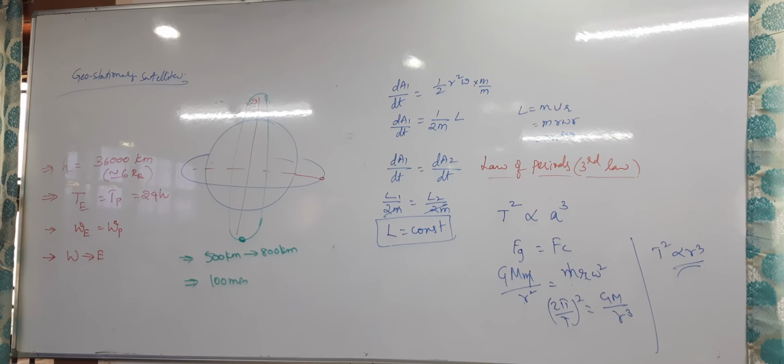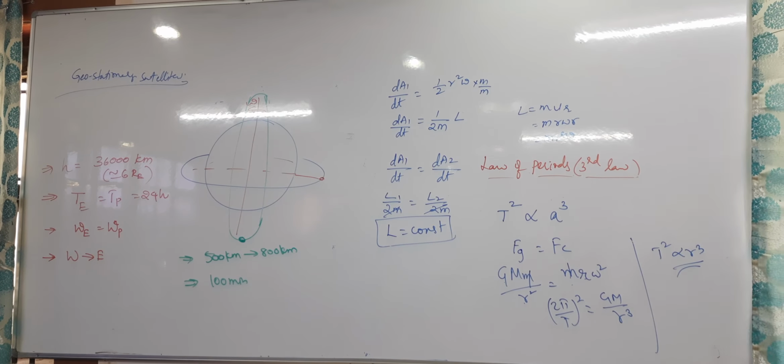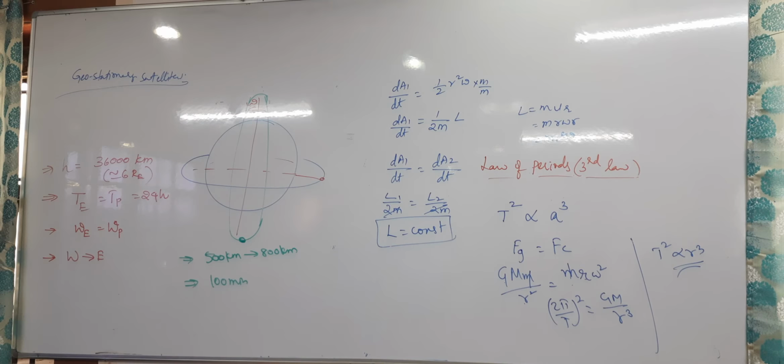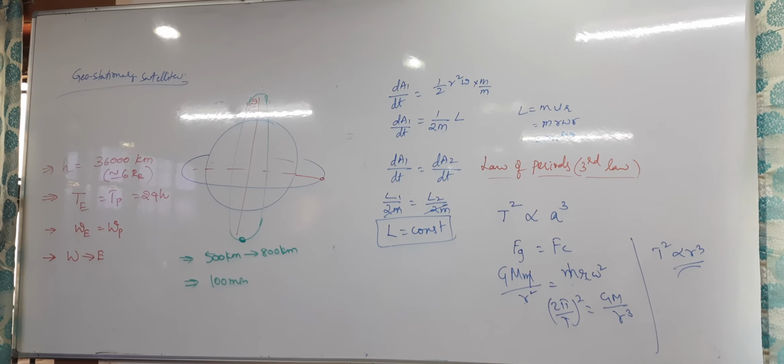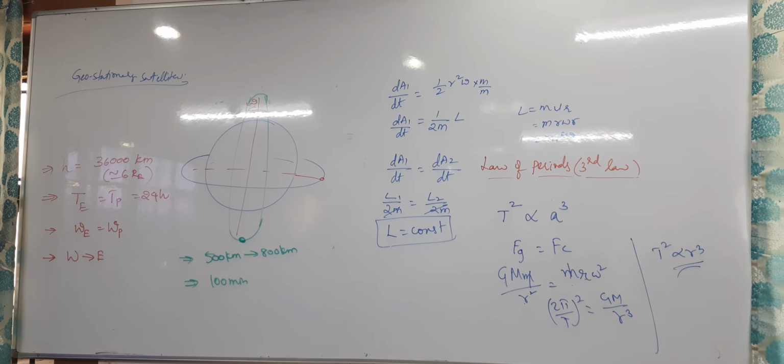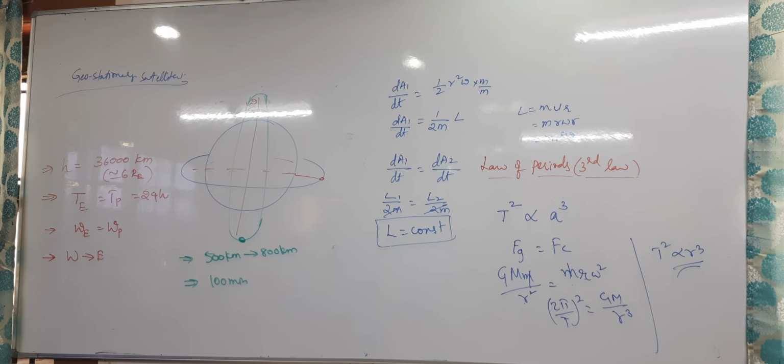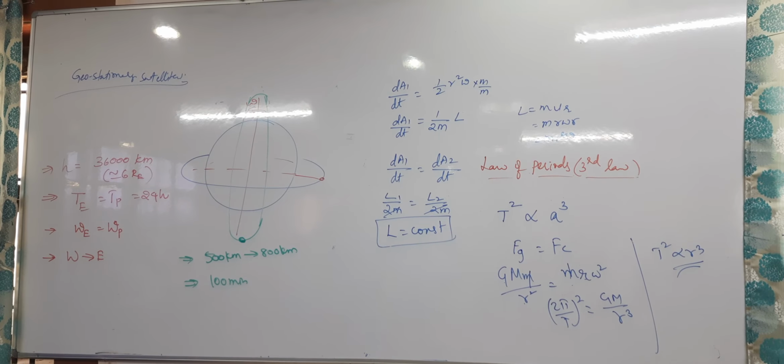An artificial satellite is moving in a circular orbit around the earth with a speed equal to half of the magnitude of escape velocity from the earth.